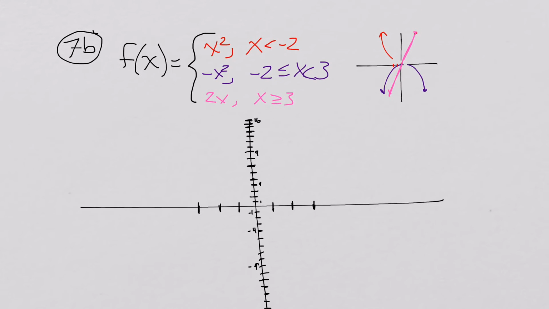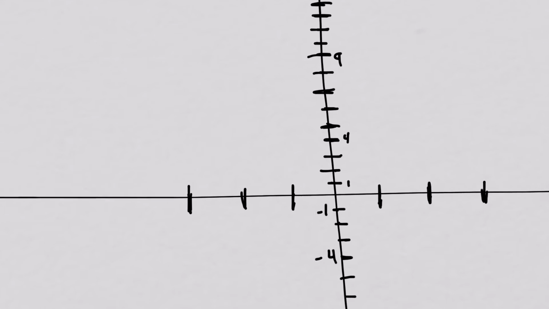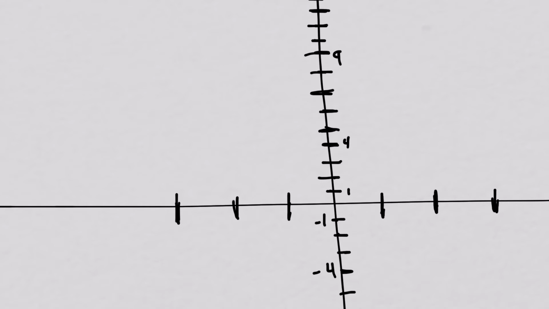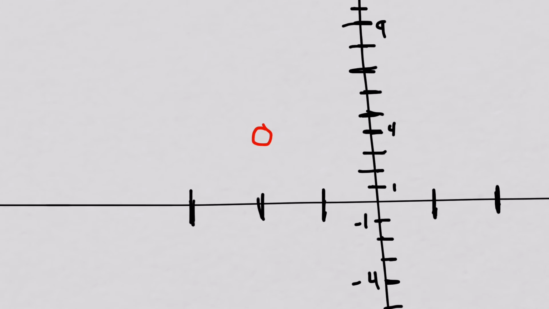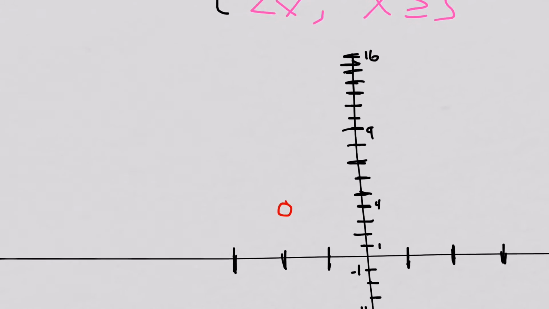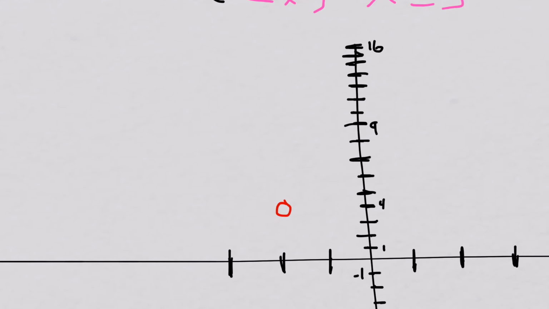So again, let's figure out where our function is when the x value is negative 2. If we plug in negative 2, negative 2 squared is positive 4. So if x is negative 2, my y value should be up here at positive 4. And it's an open circle because it is less than negative 2. It is not equal to negative 2. Let's show one more point. We should at least show 2 points on each branch to make sure it's accurate. My next point would be negative 3, and 3 squared is 9. So my next point is right there.